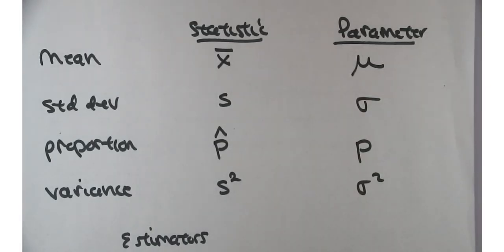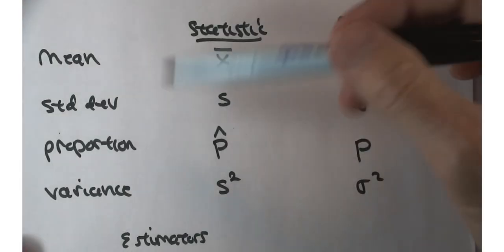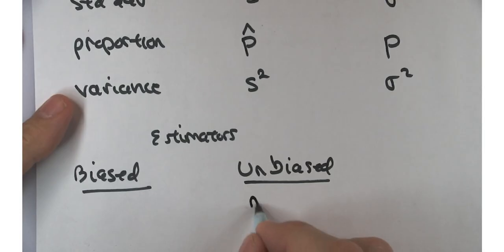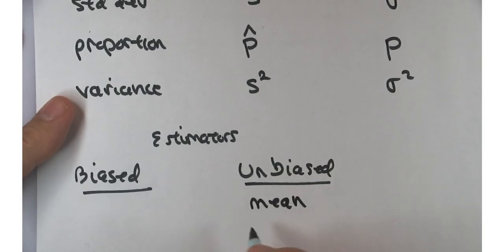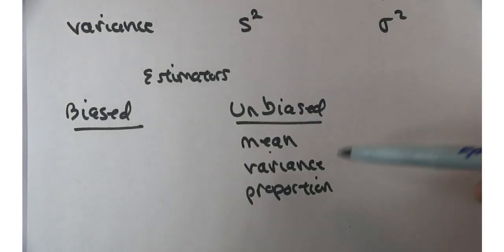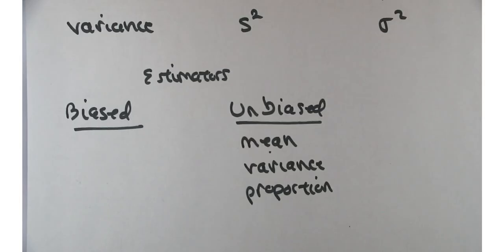Now, some of these estimators are biased. Some of them are unbiased. Let's look at some of the ones that are unbiased. Some of the ones that are unbiased would include the mean and the variance. And for that matter, the proportion. All of these, on average, are going to estimate your population parameter. That's what this whole thing is about. You're trying to estimate the population parameter.